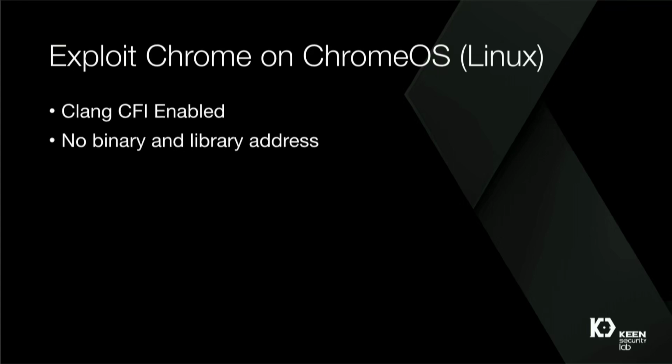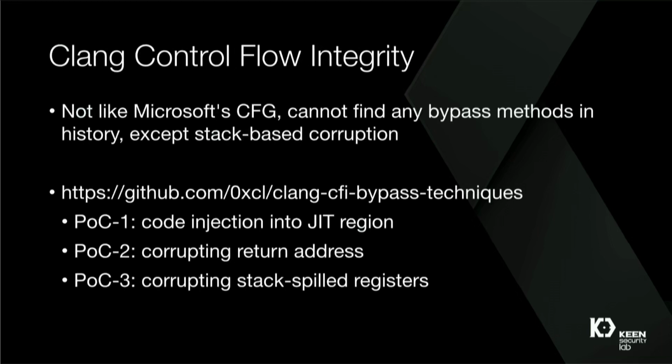So let's check the difference. The biggest difficulty on Chrome OS and Linux is the Clang control flow integrity, which protects all indirect calls, so we cannot attack the virtual function anymore. Besides, the binary and library addresses in the main process are different from the renderer process, so we have no binary and library address this time. In history, we cannot find any bypass methods for Clang control flow integrity except stack-based corruption.